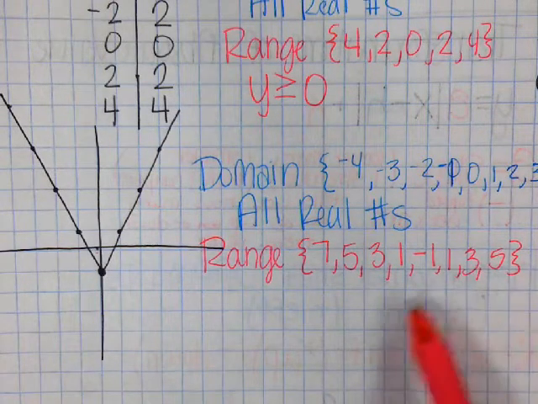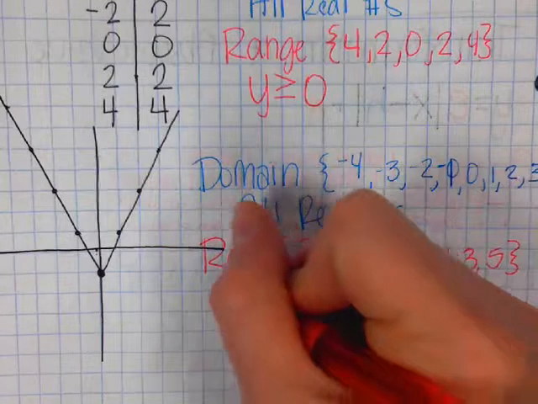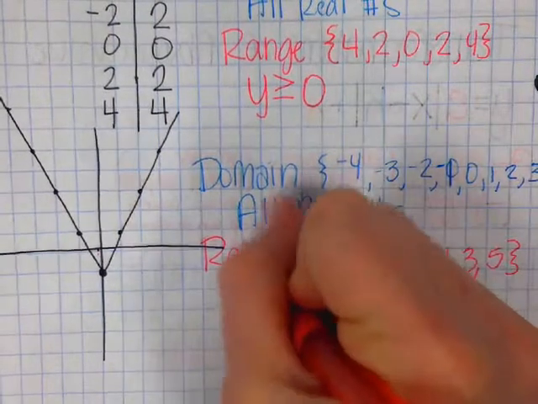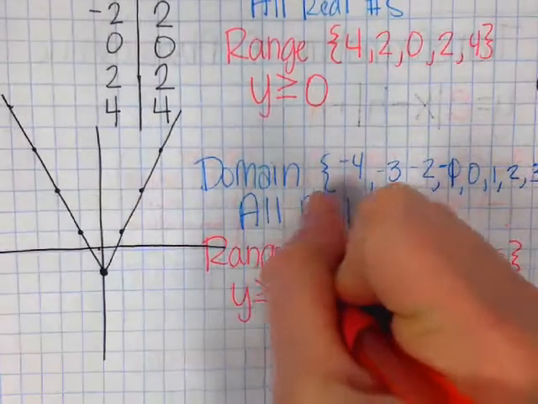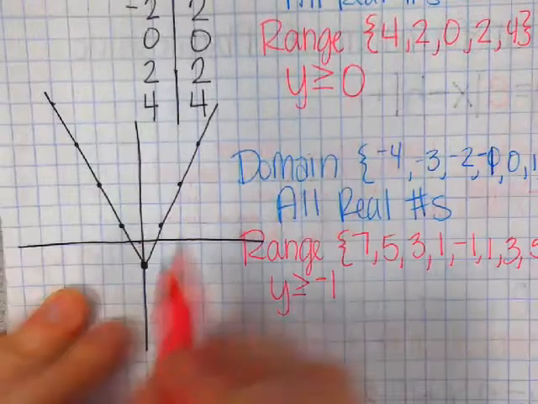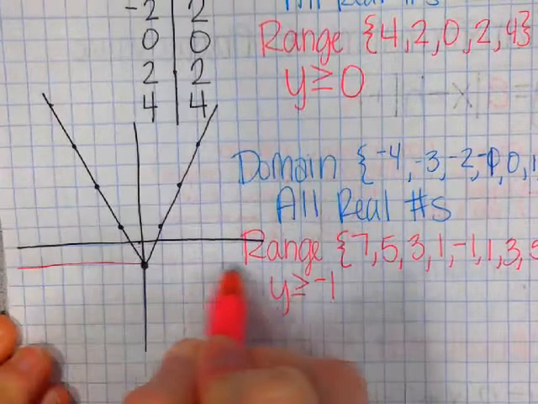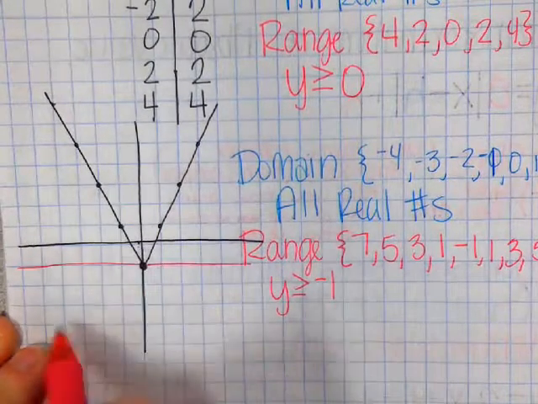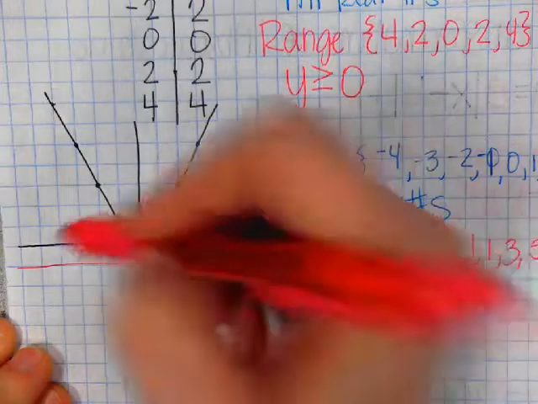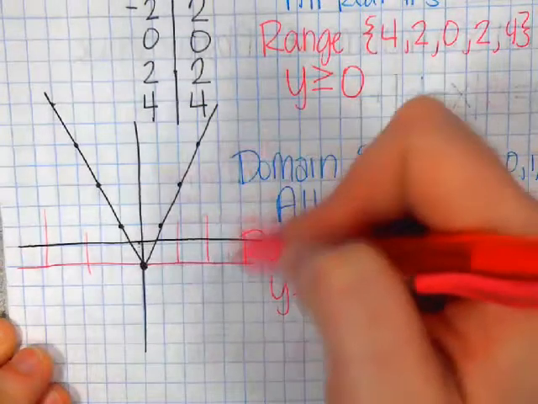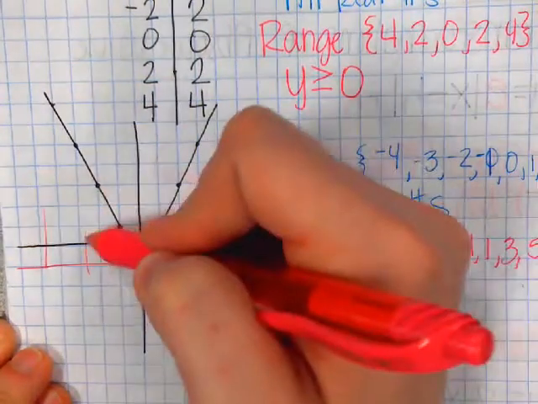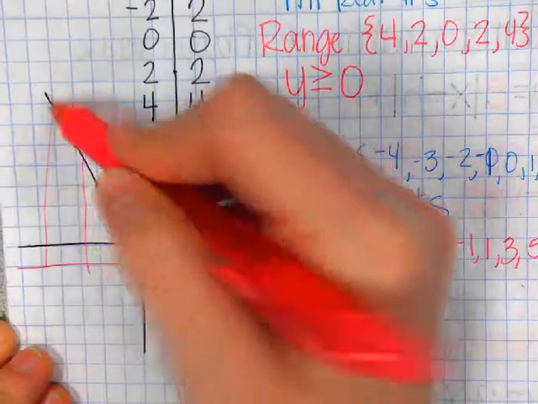So notice, what is the lowest value you see in all of those? Well, the lowest value is -1. So y has to be greater than or equal to -1. Everything, and I'm going to draw this line to show you, there are no points down here. Everything is up here. So that's why y has to be greater than or equal to -1.